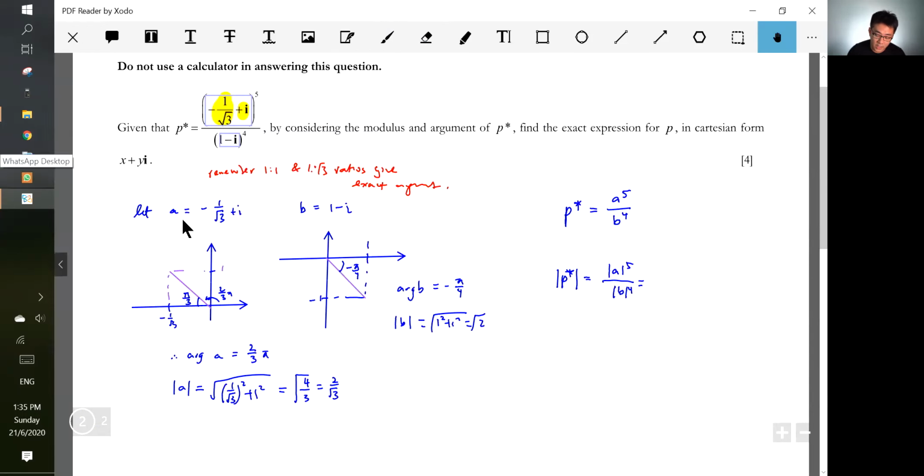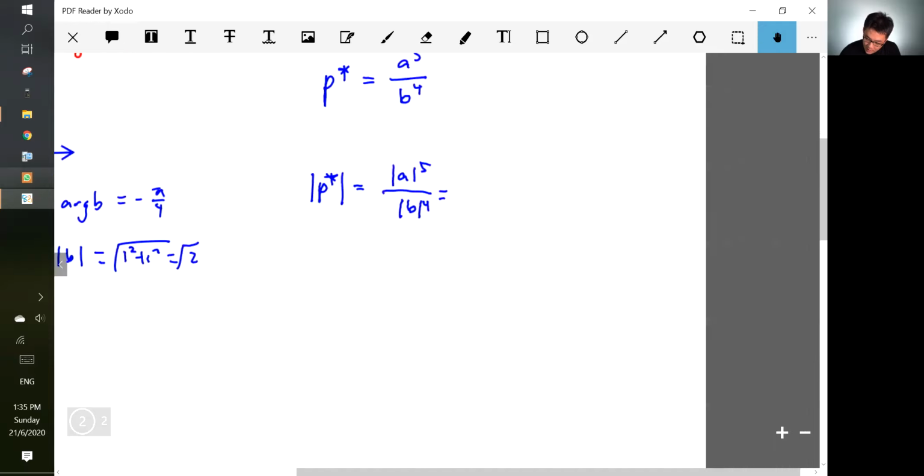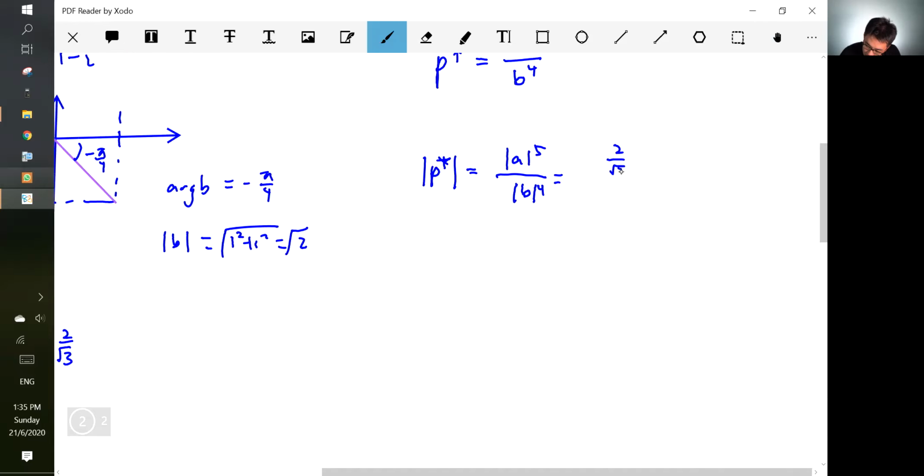I'm letting A and B be the individual complex numbers just to prove a point to you that 1 to 1 is the exact argument, 1 to root 3 is the exact argument. So you can just straight away solve it actually, but I have to do it slowly. Okay, so this part here is mod A5. So this is 2 over root 3 to the power of 5. Some of us would need some time to digest this. So 2 to the power of 5.